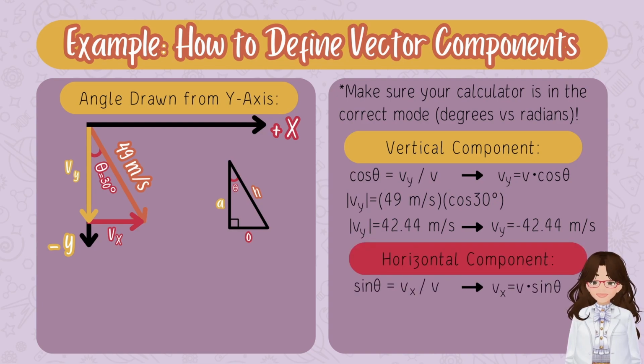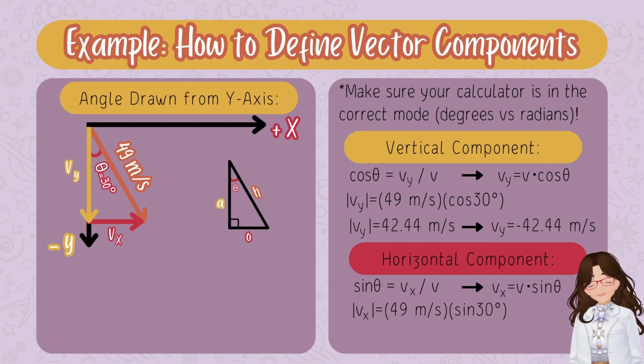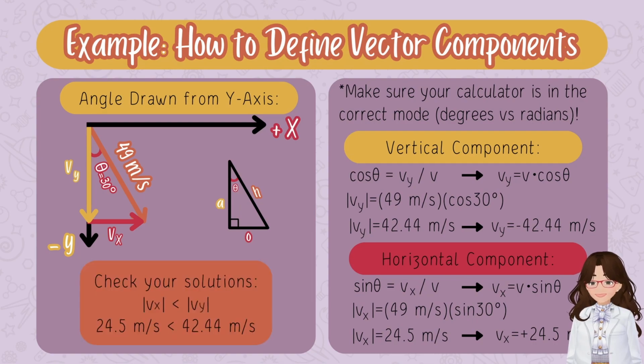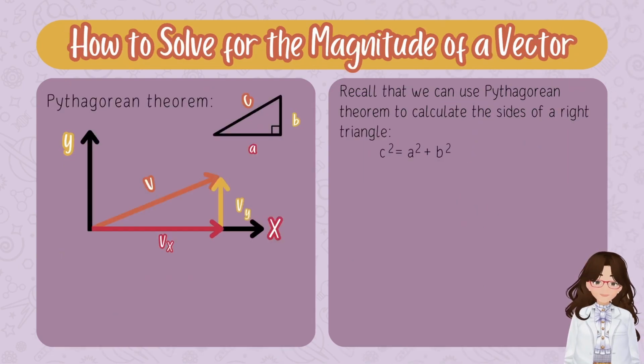I'm going to go ahead and solve for my x component by multiplying the magnitude 49 times sine of 30 degrees. And this will give me a value of 24.5 meters per second. And looking at my vector, I can see it's pointing to the right again. So it's going to be a positive 24.5 meters per second. Once again, we can check our solutions by seeing that this time, the magnitude of Vy should be greater than the magnitude of Vx. In this case, 24.5 meters per second is in fact less than 42.44.